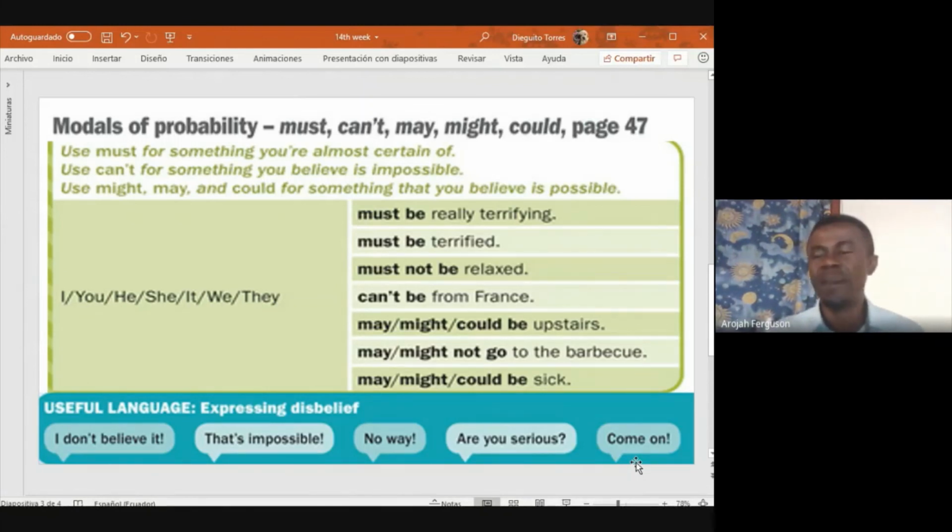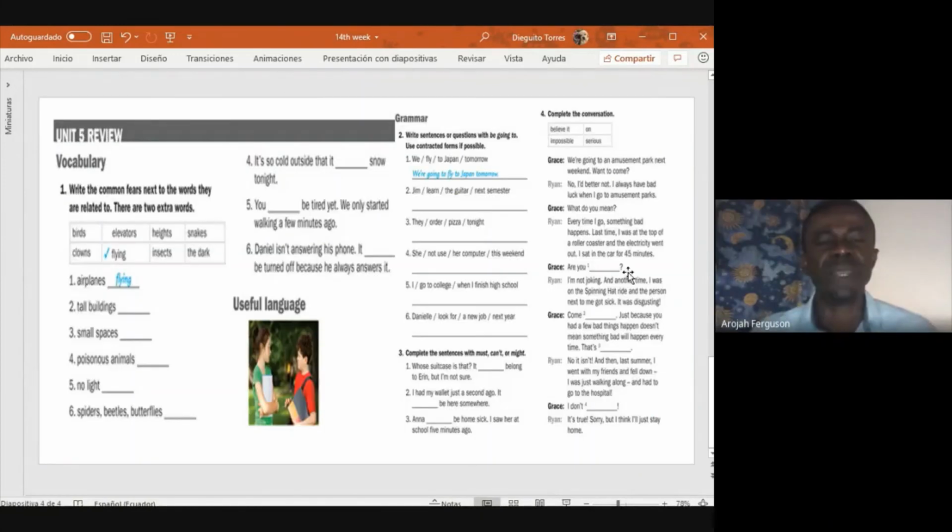So these are useful languages that we can use and adapt in our daily conversation. Come on, exclamation mark. Are you serious? Question mark. No way is also like an exclamation. That's impossible, exclamation. I don't believe it is also an exclamation.